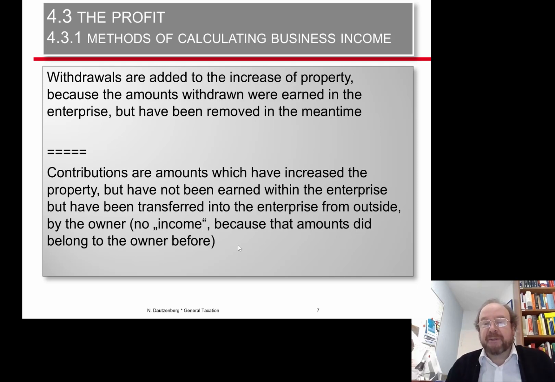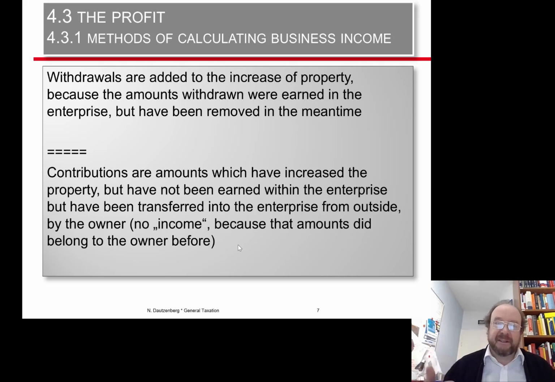Withdrawals are added because these amounts were produced within the enterprise during the year, but you took them out. So you would get a wrong impression of how profitable the business is. Imagine if your business generated 20,000 euro and you took them out in the last minute of the year, then the business property would go up by nothing because you have exactly the same net property as before, but naturally the business generated a profit, these 20,000 which you took out, so you have to take them into consideration.